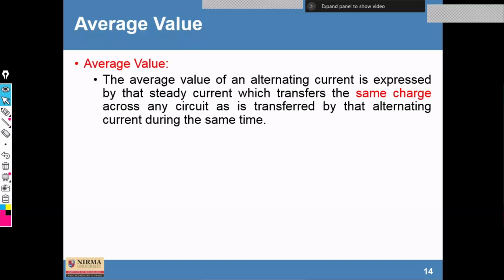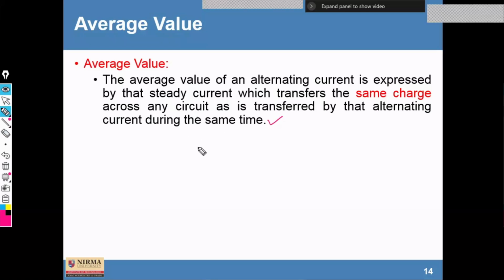Fine. So I repeat the definition of an RMS value and average value. So what is RMS value? RMS value of an alternating quantities is given by that steady current which, when flowing through the same circuit for the same time, produce the same heat as produced by an alternating quantities or alternating current flows through the same circuit for the same time. And similarly here, the same charge that is transferred, and they have found out the average value.